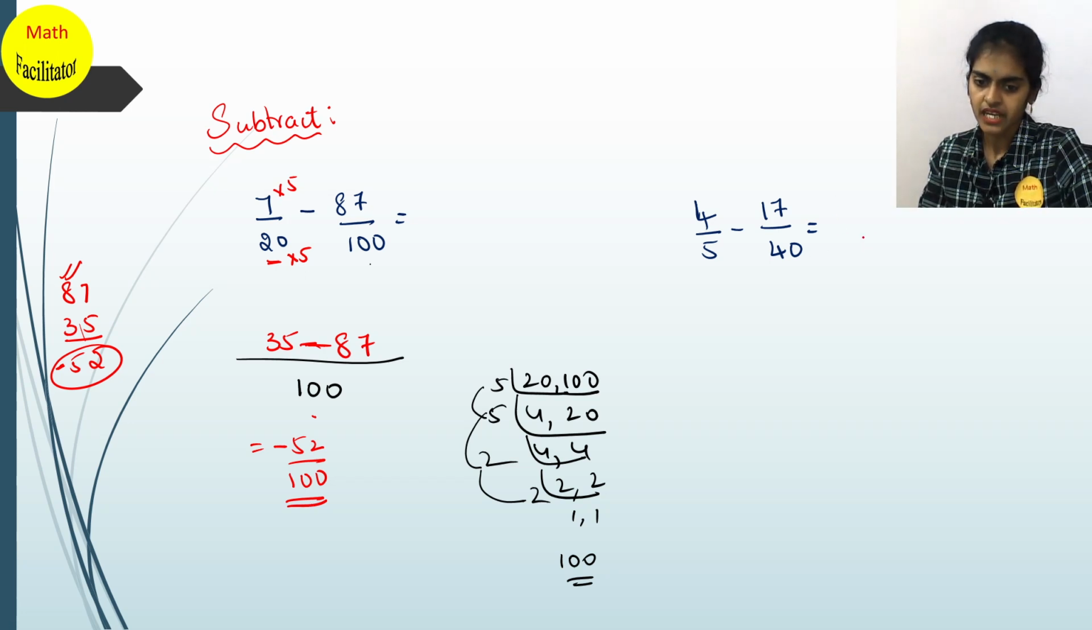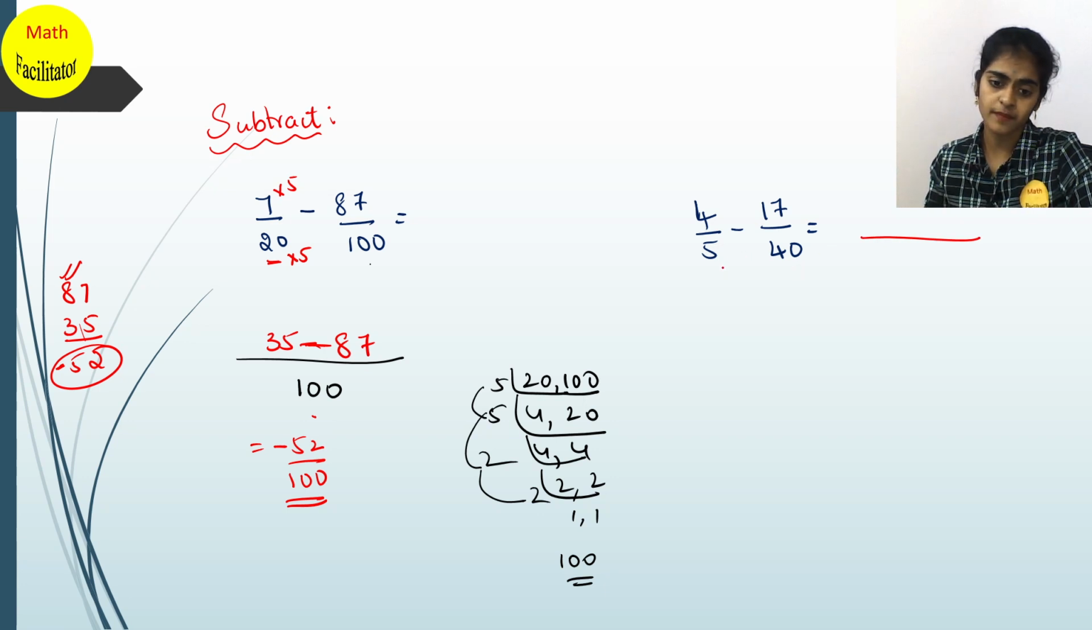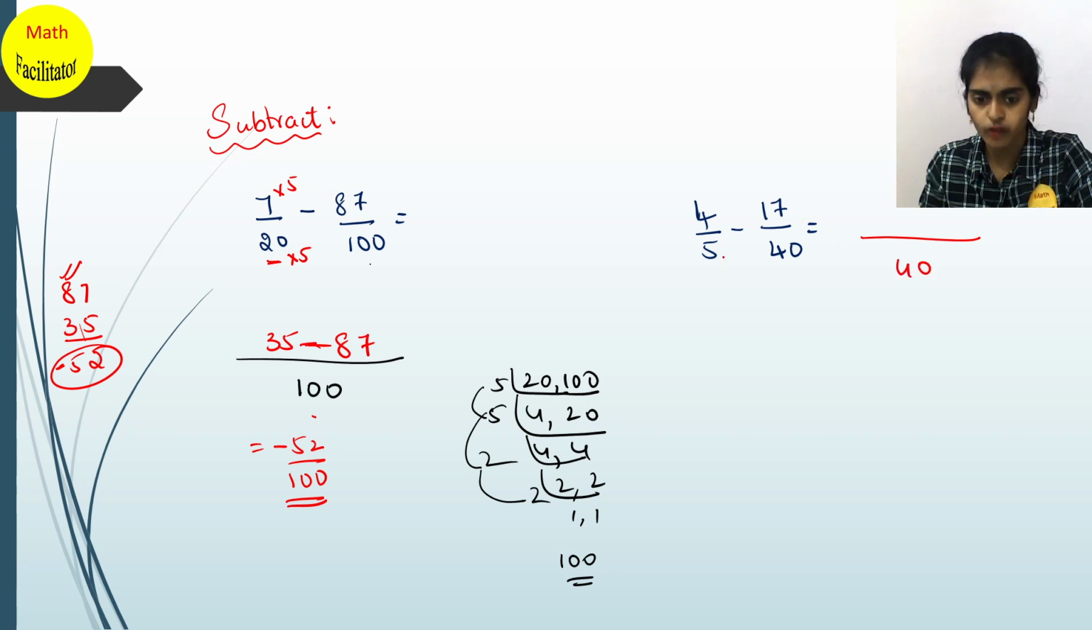Let's see this one. Here also you see 5 and 40. We know 5 8s are 40. That means 40 is divisible by 5, so the LCM will be 40. If you want, you can check it again. So 5 8s are 40. That means I have to multiply this by 8 in order to make this 40. So the numerator also I'll multiply by 8.